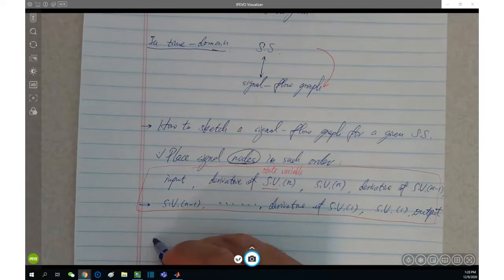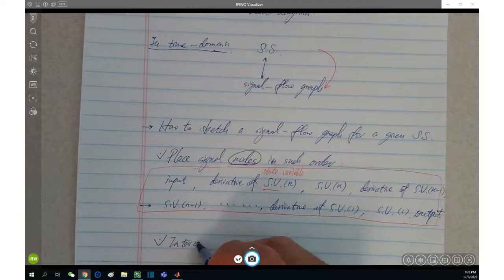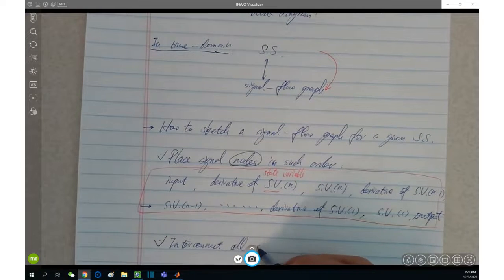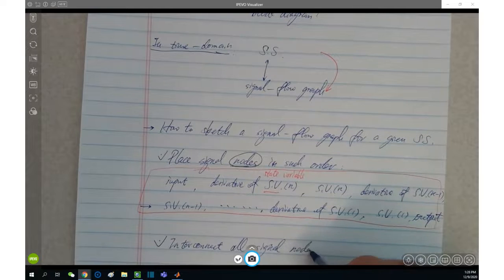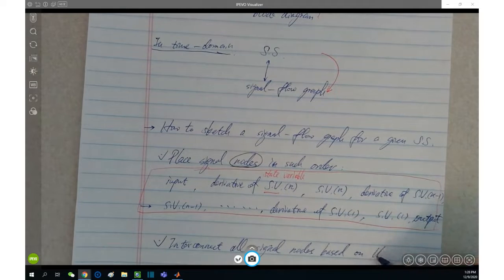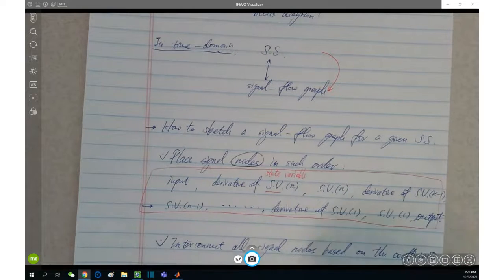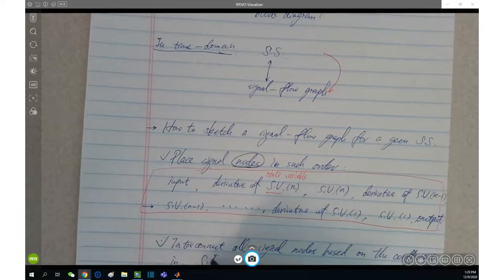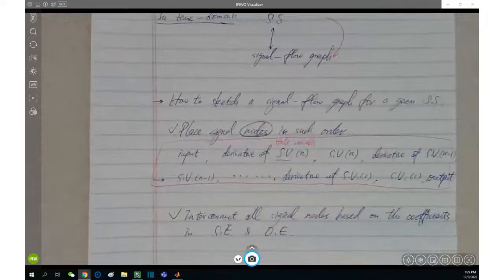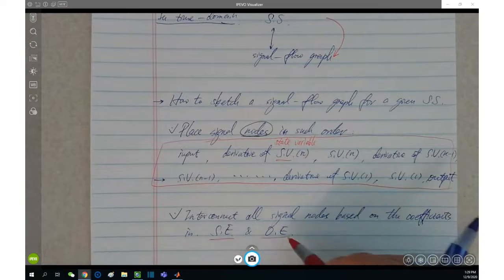And after doing this, the second step is to interconnect all signal nodes based on the coefficients in SE and OE. And of course, who is SE, who is OE?